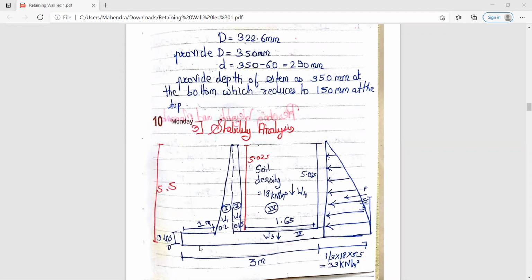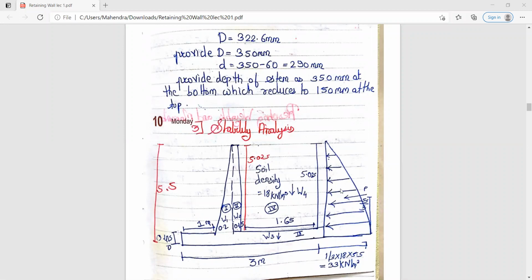Then, the width of the base slab. What was the width of the base slab? 3 meter. Then the depth of the stem was total 350 at the bottom, but as it goes to the top, it is 150. So this half part we are going to consider as 150 and the other half as 200. So the total depth of the stem is 350 and this part is your 1.65. So the remaining part is 1.